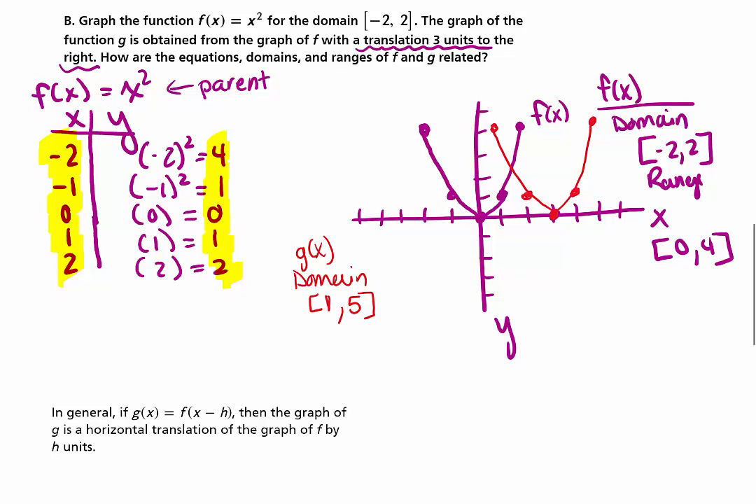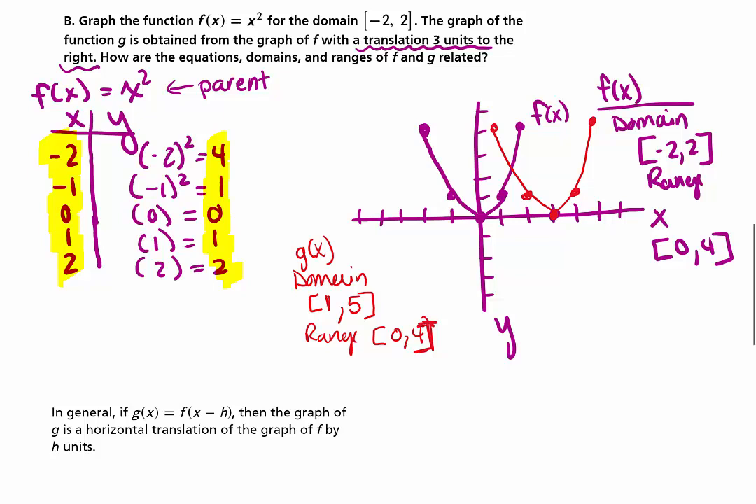And what do we notice about the range? Well, we didn't change this by translating it up or down at all. So that means our range has remained the same. It is 0, 4. Now let's talk about the actual equation.